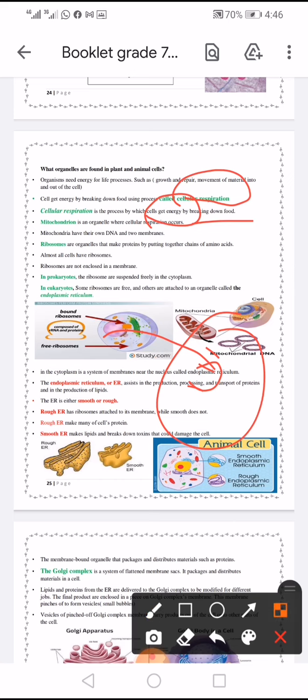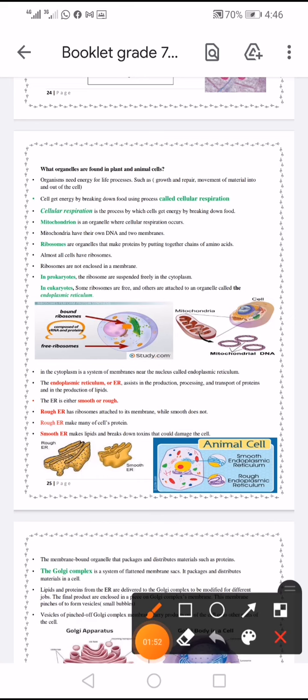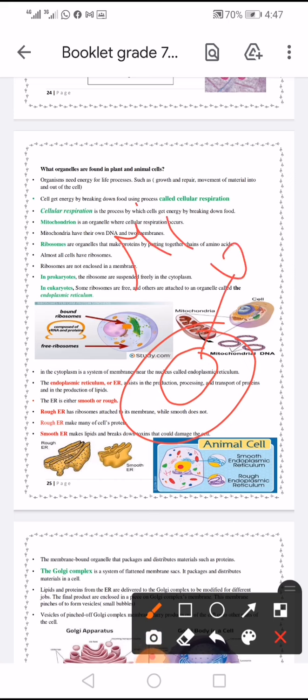So, mitochondria. Mitochondria is an organelle where cellular respiration occurs. Inside the cell there are organelles like this. Let's imagine this is a cell. Inside the cell there are organelles called mitochondria. So what are the mitochondria? Mitochondria is an organelle where cellular respiration occurs, or where breakdown of food occurs to get energy.